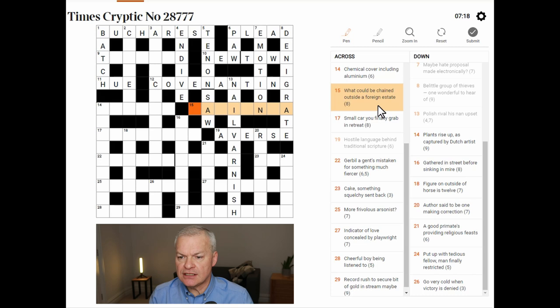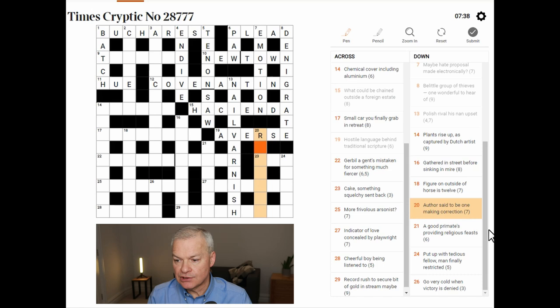Outside A. Yes, this is hacienda. So, what could be is an anagram indicator for chained. Outside A, outside the letter A, and then a hacienda is a foreign estate.